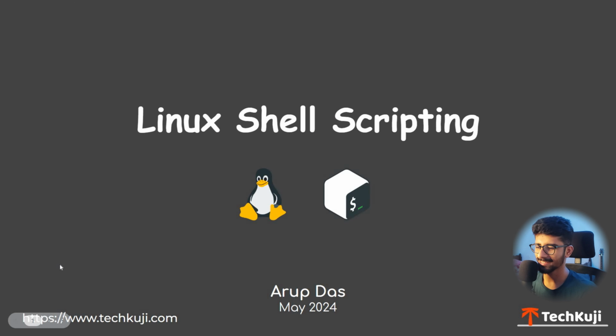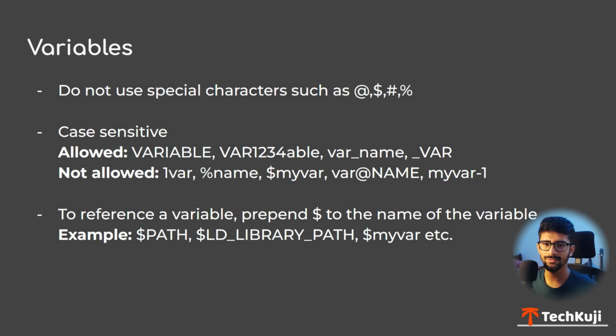So let's get started. We use variables to hold some values, right? There is a proper way to define a variable in shell scripting. While defining variables, we shouldn't use any special character like @, dollar or any other special character. Variables are case sensitive, and these are the allowed formats for defining a variable, and these are the not allowed formats. Here we can use a number in between the letters, but we cannot use a number at the start of a variable. So these are all invalid formats of a variable.